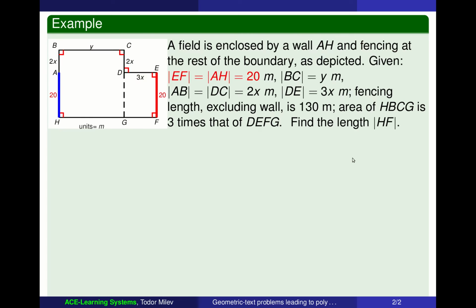Okay, what are we also given? We're given that this distance, EF, is the same as the distance AH. So the two distances are the same, and they are equal to 20 meters. We're also given that this distance here, BC, is equal to y. y is not given, so y is an unknown. We're also given that this distance here, AB, is the same as the distance here, CD. That follows simply from the fact that you're having two rectangles. And that distance is equal to 2x.